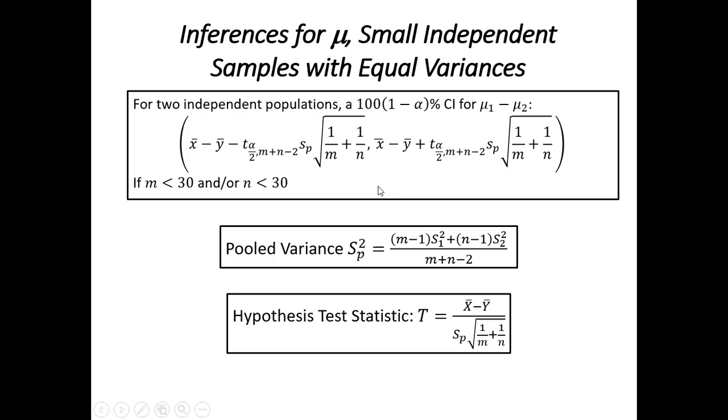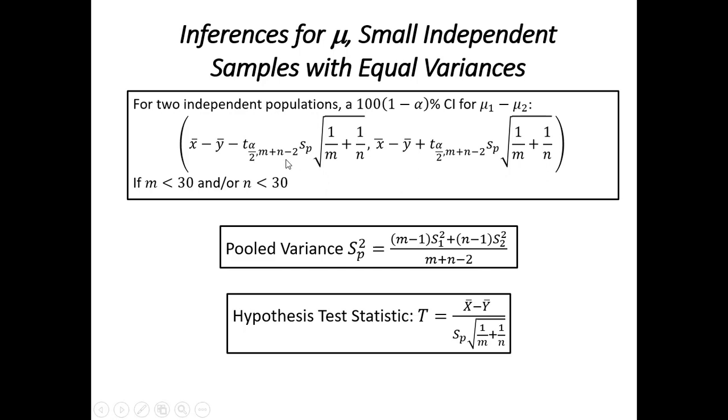If we think about constructing a confidence interval, we start out as before. We'll have the difference of the two sample means. Then we have a term that comes from a t-distribution. Notice the degrees of freedom, m plus n minus 2. So we add the two sample sizes and subtract 2. And we have this alpha over 2.